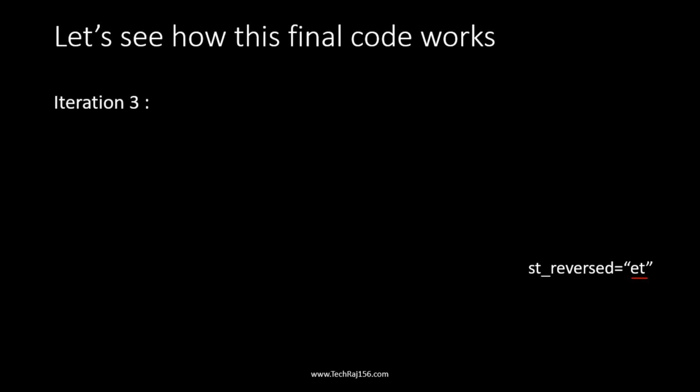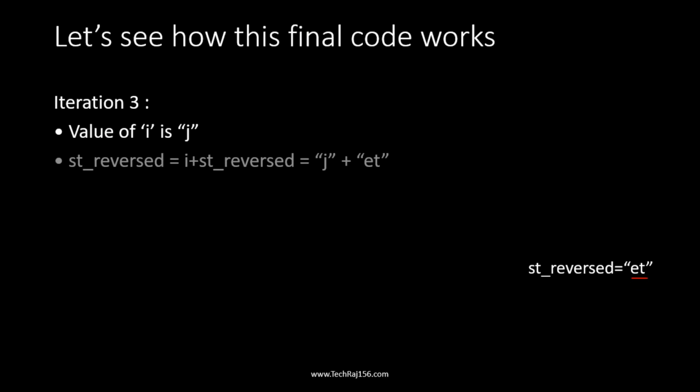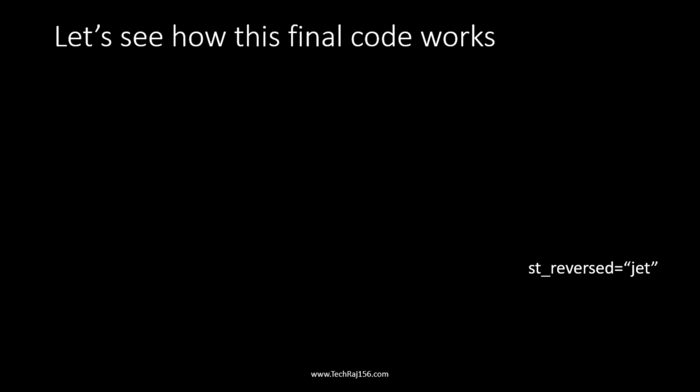And now let's go to the iteration 3, and in the iteration 3 value of I is j, because the third character is j in Teja. Okay, and the same statement is going to be executed. St underscore reversed is equal to I plus st underscore reversed, and I is j, st underscore reversed is et, as you can see here. So et is added here, and finally st underscore reversed is jet, and as you could see, the st underscore reversed is jet.